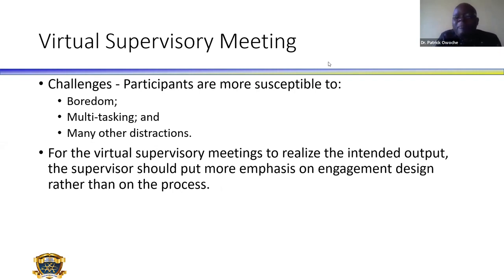For a virtual supervisory meeting to realize the intended output, the supervisors should put more emphasis on engagement design rather than on the process. Engagement is active participation, engaging the mind of the people in the online supervisory meeting.